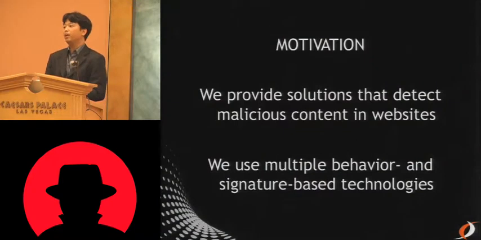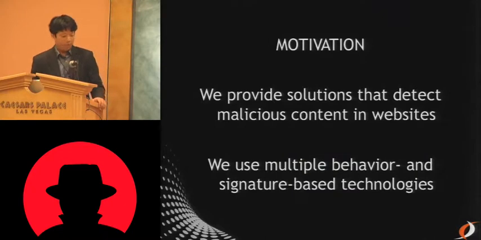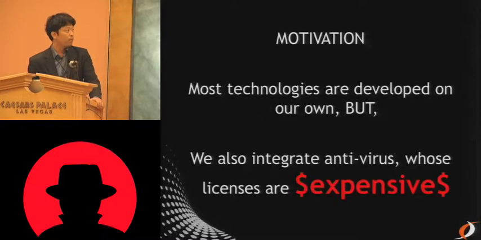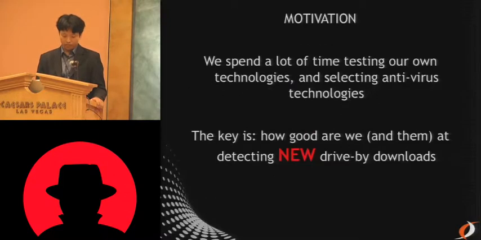Okay, so a bit of motivation behind Drivesploit. We provide solutions that detect malicious content in websites. That's a part of Armorize Solutions' offerings. And we use multiple behavior and signature-based technologies. Most technologies are developed on our own, but we also integrate with antivirus, whose licenses are very expensive. And so we spend a lot of time testing our own technologies and selecting antivirus technologies. The key is, how good are we and they at detecting new drive-by downloads?